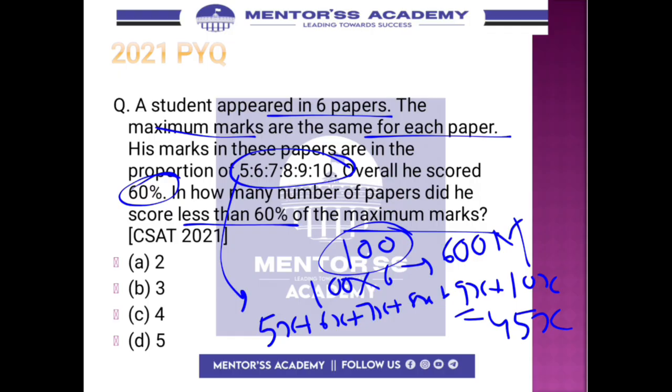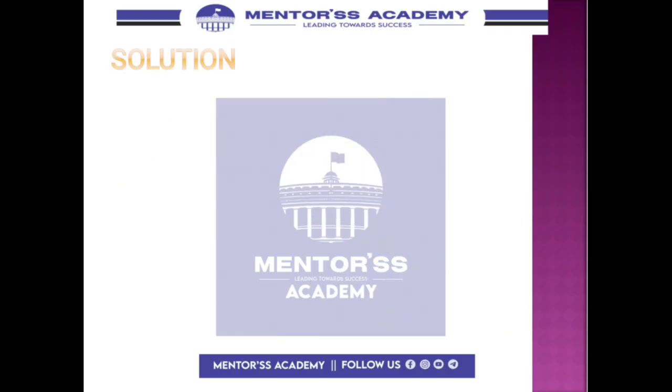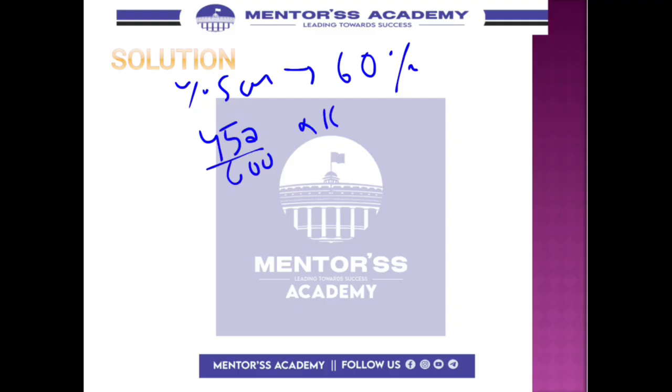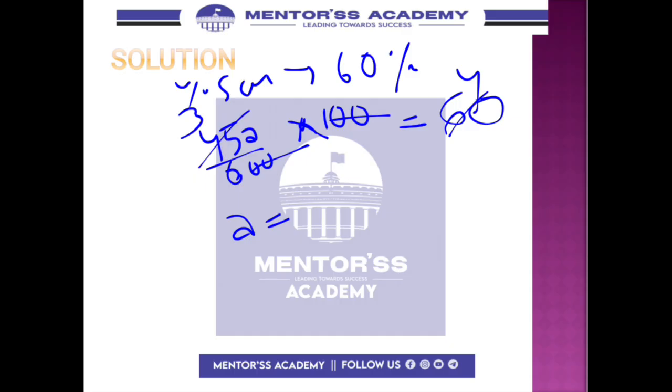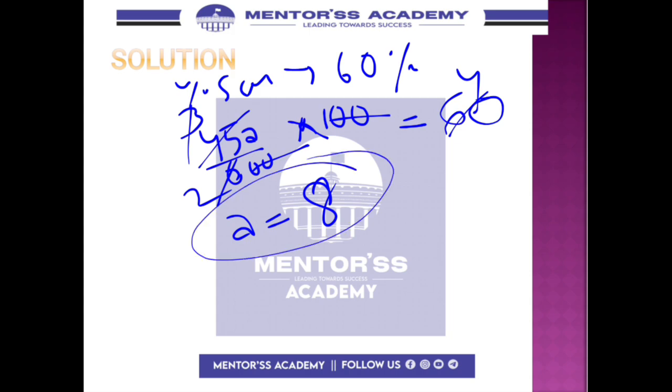What is the percent score? 60%, right? Overall, he scored 60%. That implies 45a by 600 into 100 equals 60. 60% is given, right? So that implies a equals 8. So the value of a is 8.